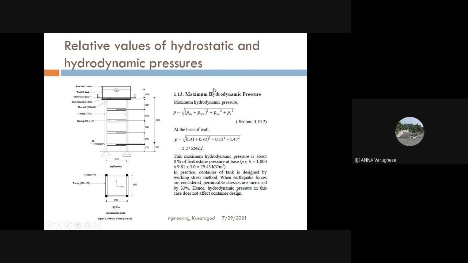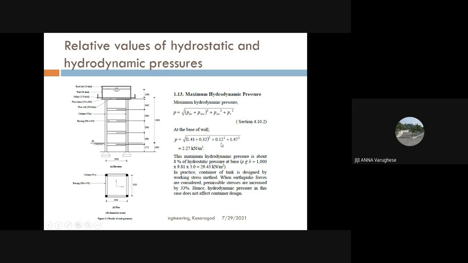And also the value of hydrodynamic pressure is evaluated, and it comprises the impulsive part, the convective part, wall inertia, and the vertical acceleration contribution. Let us see what is the impulsive pressure acting on the wall. It is coming as 1.41, and this value is calculated at the base of the wall. And wall inertia is coming as 0.32.